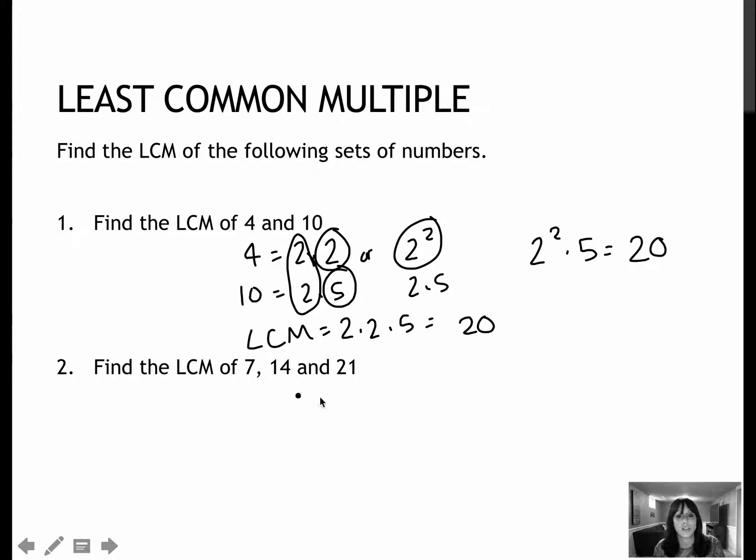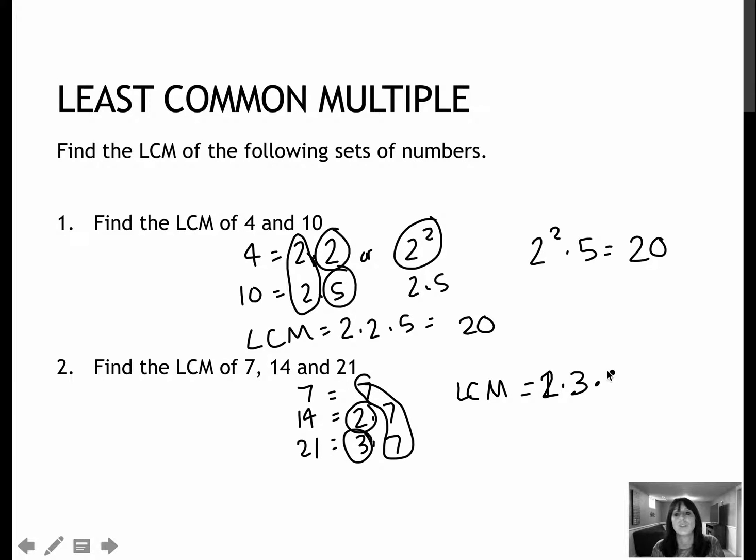For my second question, the prime factorization of 7 is 7, of 14 is 2 times 7, and of 21 is 3 times 7. So my LCM would be the most number of times that 2 happens, which is once, the most number of times 3 happens, which is once, and the most number of times 7 happens, which is just once. Even though it happened 3 times, it's just once per number. So 2 times 3 times 7 is 42.